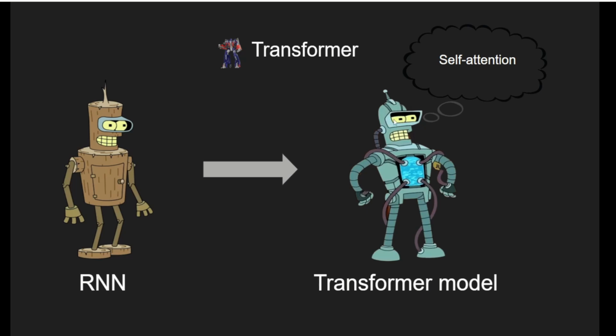RNNs will process one word at a time. And for text generation, they only generate one word at a time. But languages don't work that way. You need context, ideas, an understanding of the whole sentence or even paragraph. Unlike RNNs, transformers process the entire input all at once.